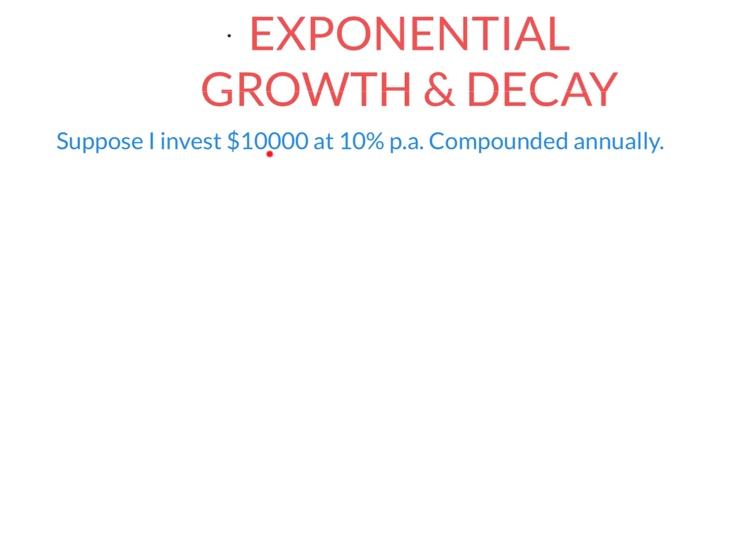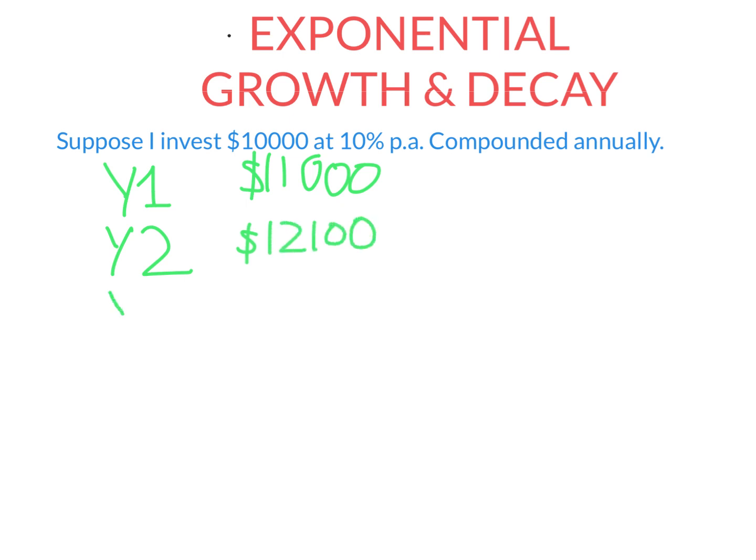So if you invest $10,000 and receive 10% per annum compounded annually, how much money would you have? Well, at the end of the first year, you just take 10,000 and you add 10% of that, you now have $11,000. Now, what happens with compound interest, at the end of the second year, you earn 10% of this. So this time you won't earn $1,000, you'll actually earn $1,100. So it will go up to $12,100.